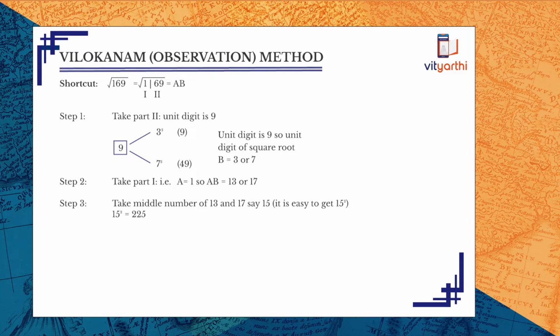Step 3. Take the middle number of 13 and 17. Say it is 15. We are taking 15 because it is easy to get 15 square. 15 square is 225. Step 4. Compare 225 with 169. 225 is greater than 169. Or we can say that 13 square is less than 15 square, which is less than 17 square. We can say that root 169 cannot be 17. So root 169 is 13.